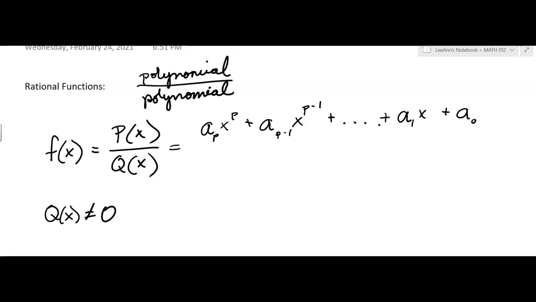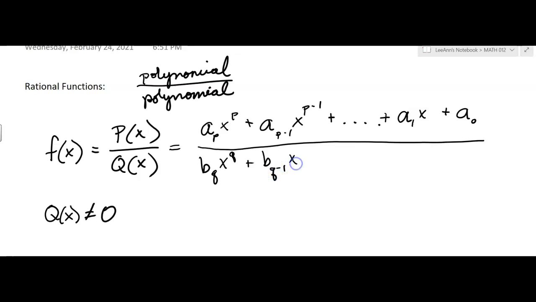And you don't have to have all those terms. In fact, we usually don't have 15 terms up there, but you could. Okay. And then in the denominator, those coefficients are all different. A sub p minus 1, and so on. And then they use b sub q x to the q, plus b sub q minus 1 x to the q minus 1, plus dot, dot, dot, plus b sub 1 x plus b naught, or b sub 0.